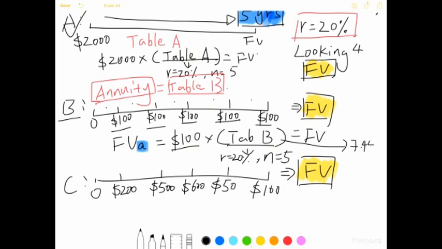So if you go to your table B value, find that, you should be able to find that 7.4416.